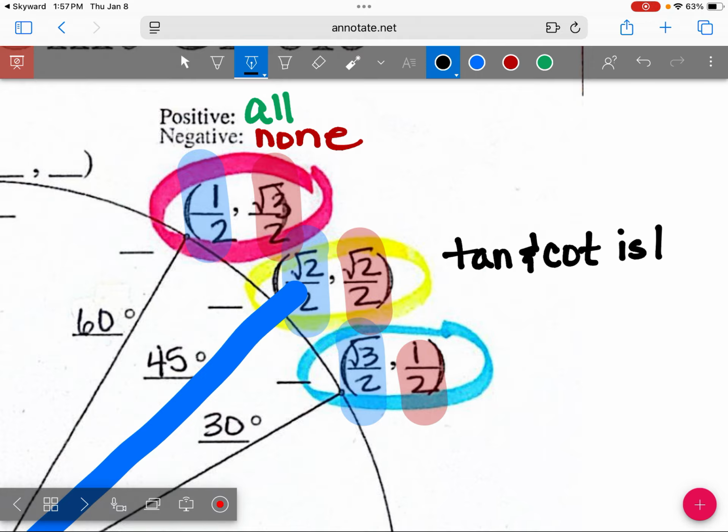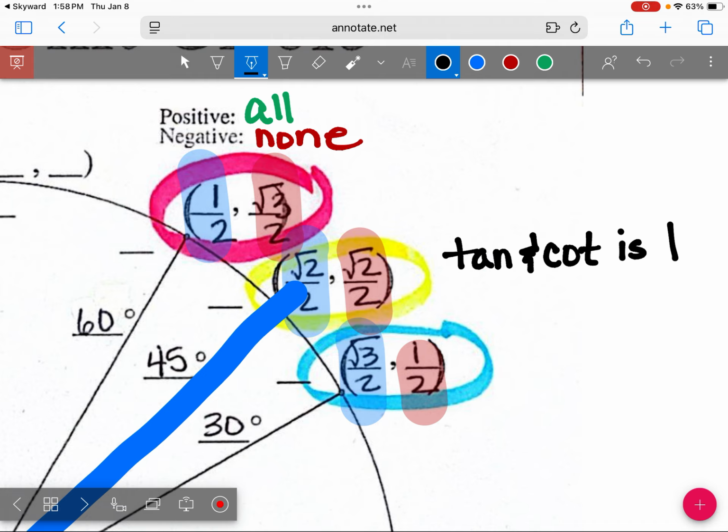Tangent and cotangent is 1. And that's something that helps you, because I don't want you to waste time on the test doing keep, change, flip for a 45-degree angle. If it's a 45-degree angle, it's either a 1 or a -1 for tangent and cotangent.